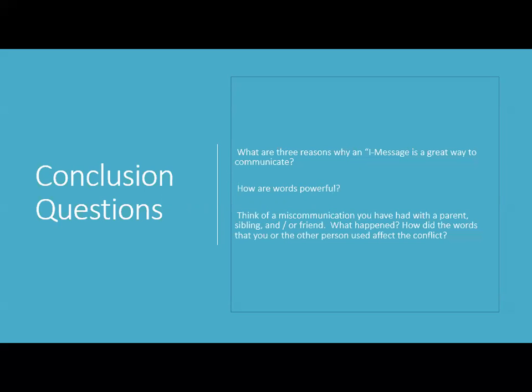So the 3 questions that I like to ask are, what are 3 reasons why an I message is a great way to communicate? Make sure they remember the difference between the you message and the I message. Next, how are words powerful? And then lastly, think of a miscommunication you have had with a parent, a sibling, and/or a friend. What happened? How did the words that you or the other person used affect the conflict?